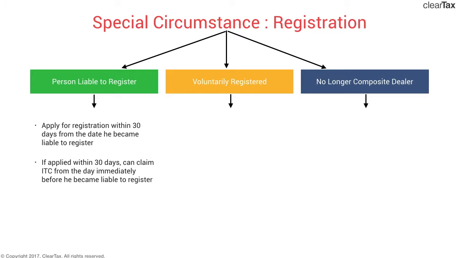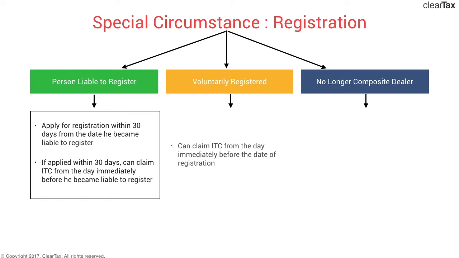If he has applied within 30 days, then he can claim input tax credit of stock that is lying with him from the day immediately before he became liable to register. So suppose he became liable to register on 1st of October. He's applied on 15th of October. Then he can claim input tax credit for all of his stock from 30th September onwards.